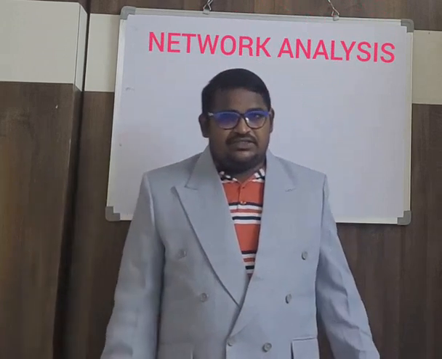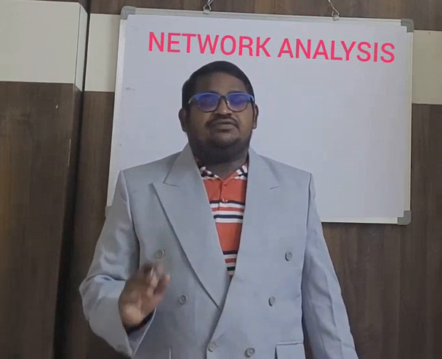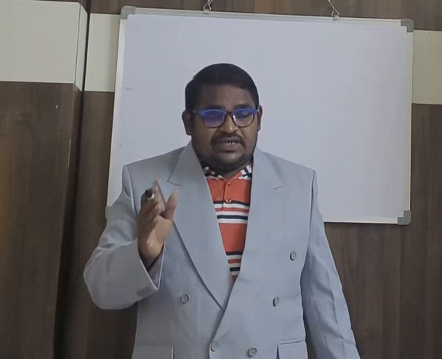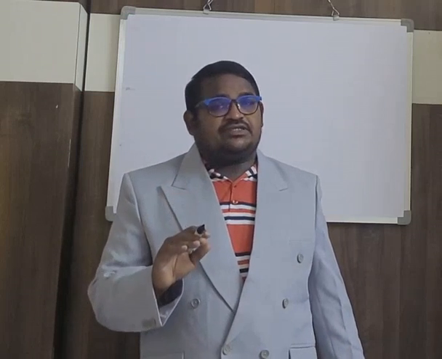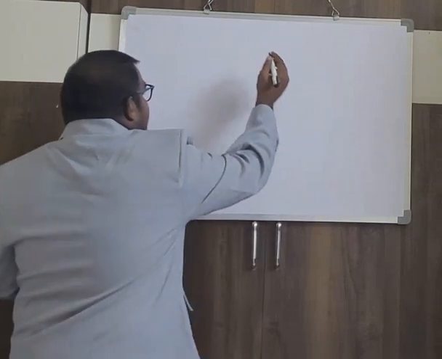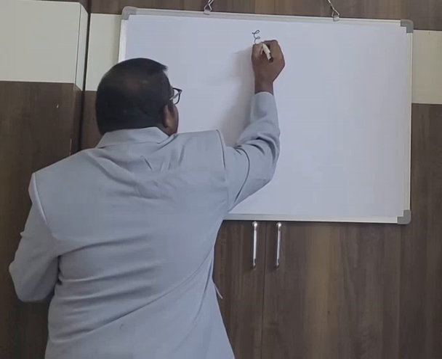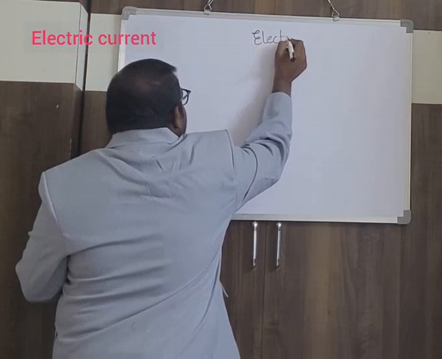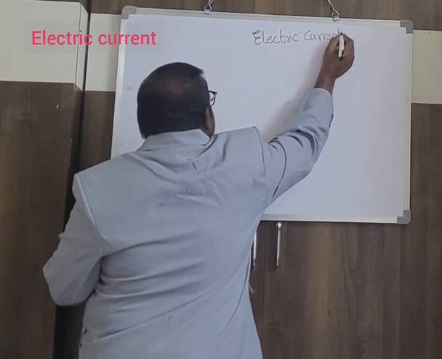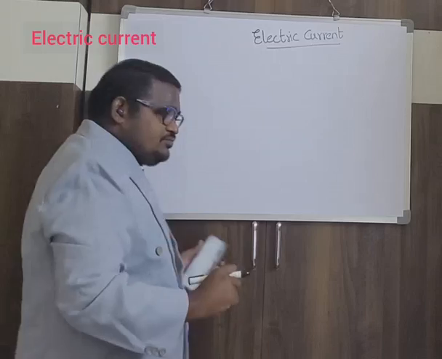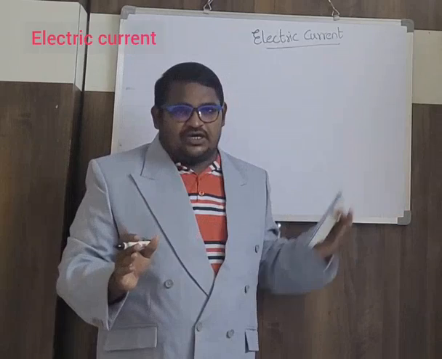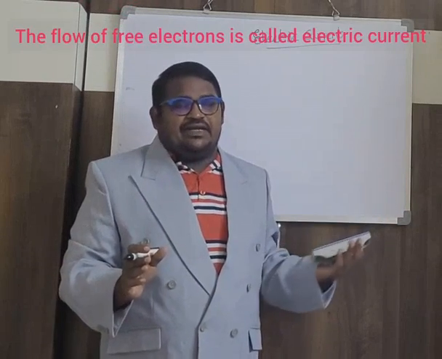Welcome to the Network Analysis online series, and today let us discuss electric current, what a current source is, and the various types of current sources. Okay, so first one is electric current. Yes, we know that electric current is the flow of charge, or flow of free electrons.